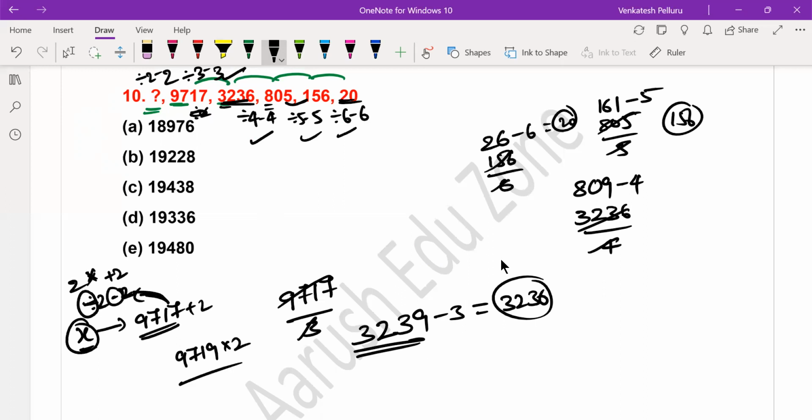So into 2: 2 9s are 18, 2 1s are 2 plus 1 is 3, 2 7s are 14, 1 2, 9s are 18 plus 1, 19. So it is 19,438, which is option C. So that is how you have to do the questions based on descending order.